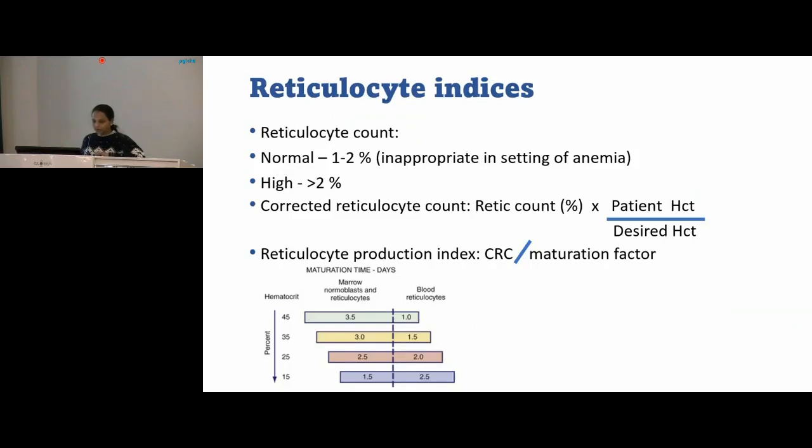But as we have already seen, if a child is having anemia, the normal response of the bone marrow is to try and produce more reticulocytes, which are prematurely released into circulation, and usually you have a high reticulocyte count in the setting of anemia. That is the reason why you should get the corrected reticulocyte count, so that for the desired hematocrit we can see what the reticulocyte count is.